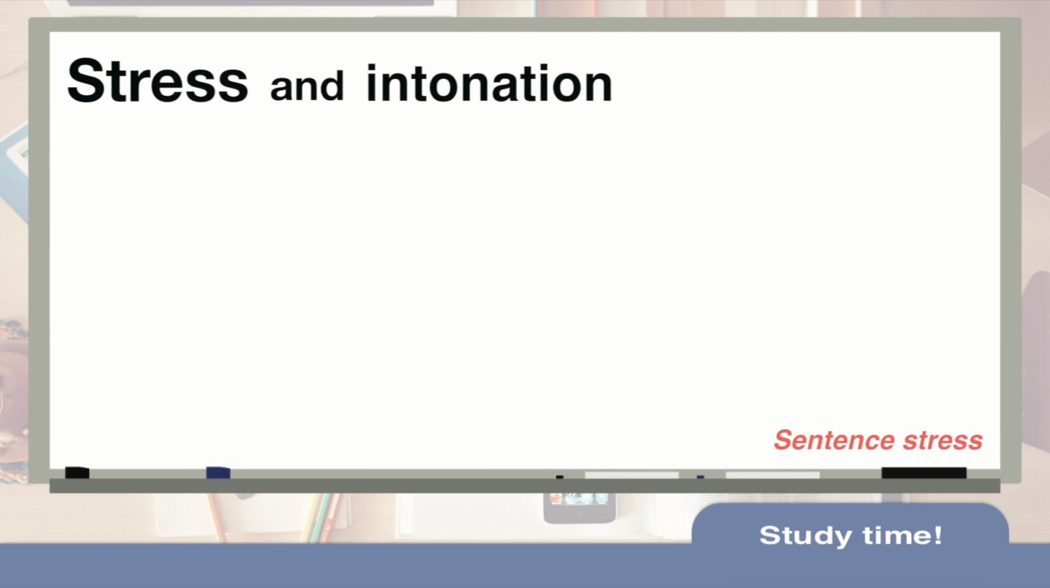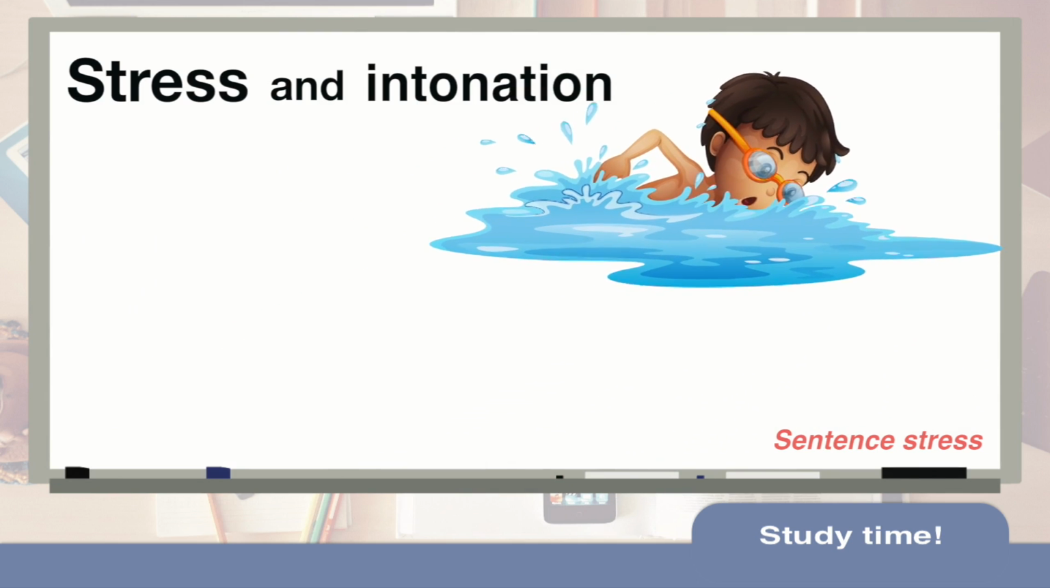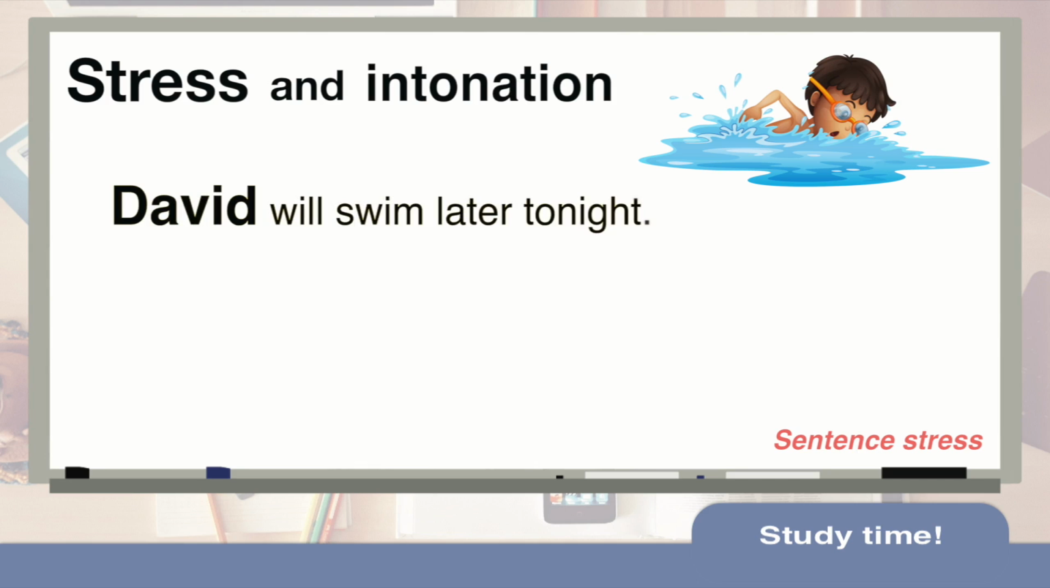Next, let's look at sentence stress. Using the topic of swimming, I have a few examples that should help you understand how sentence stress can really affect the meaning of a sentence. The letters in bold are stressed. So, let's hear a few examples. David will swim later tonight. Here the speaker is emphasising who will go swimming. So imagine the question is, who is swimming tonight? And the answer is, David will swim later tonight.